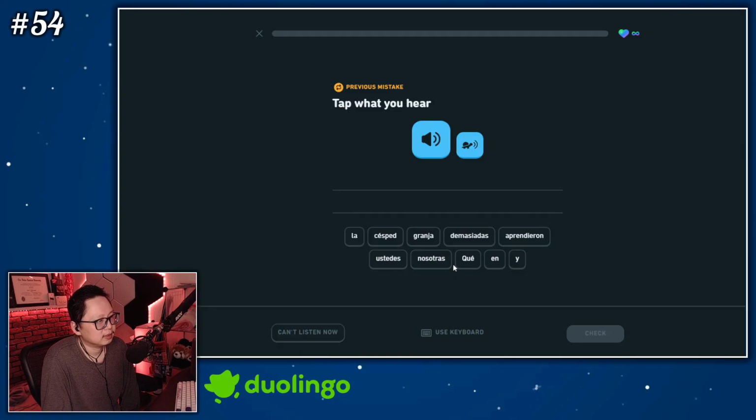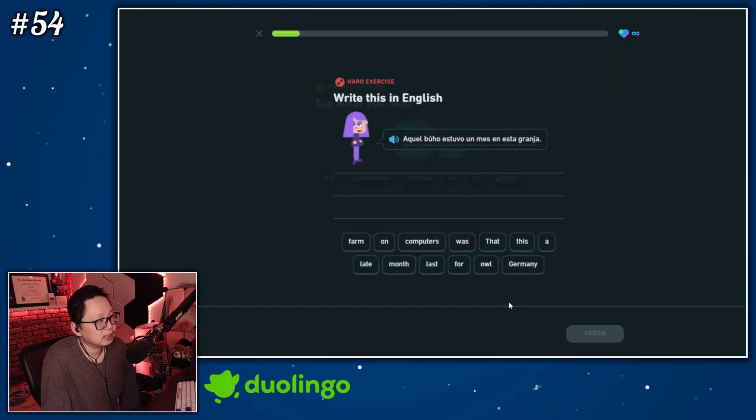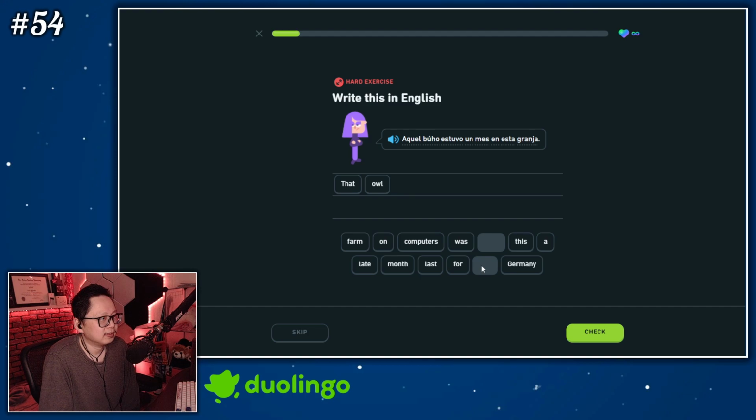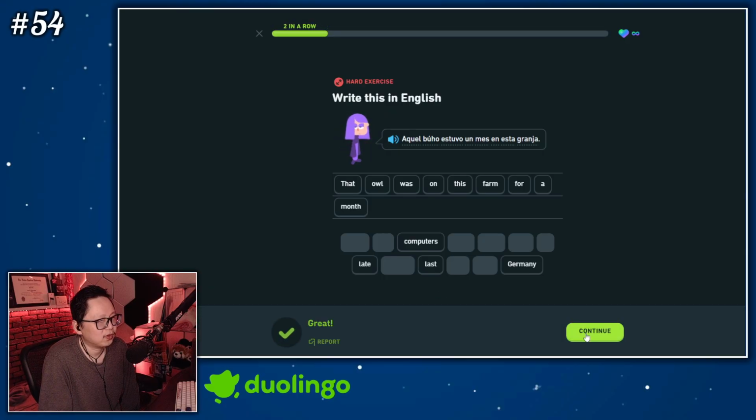¿Qué aprendieron ustedes en la granja? Aquel búho estuvo un mes en esta granja. Was in this or at this or on this farm for a month. On this farm?